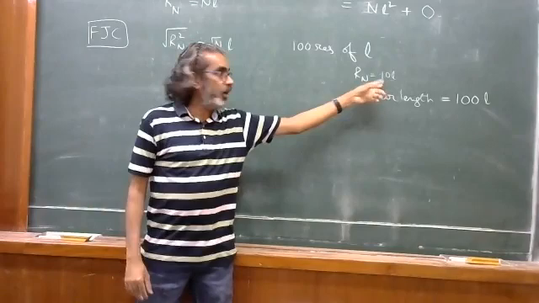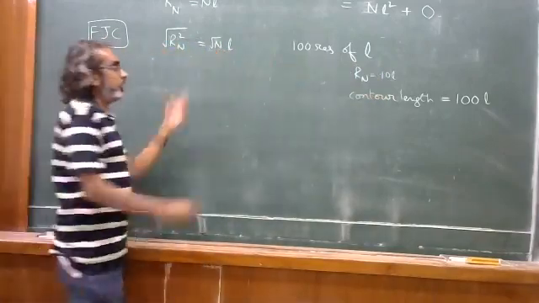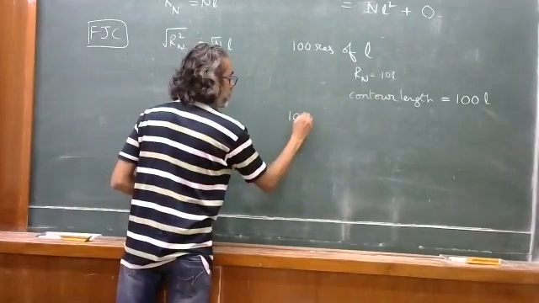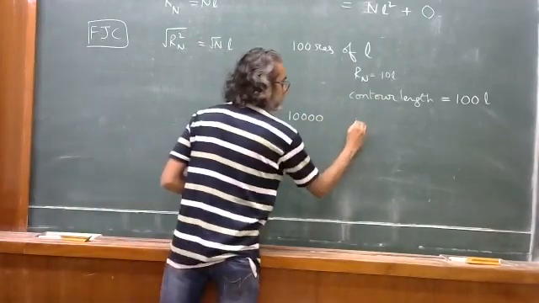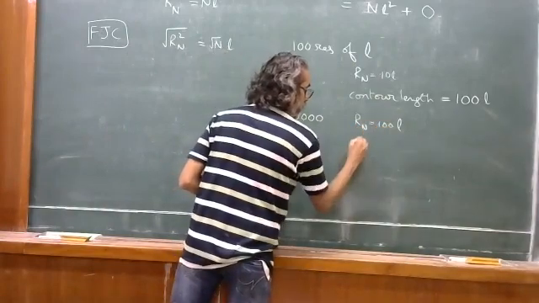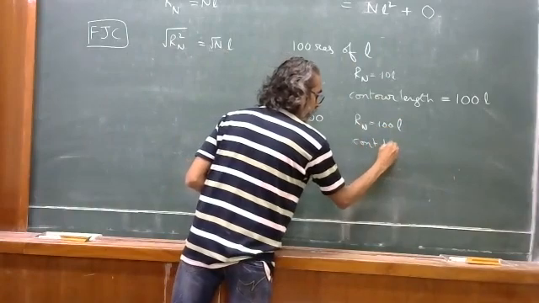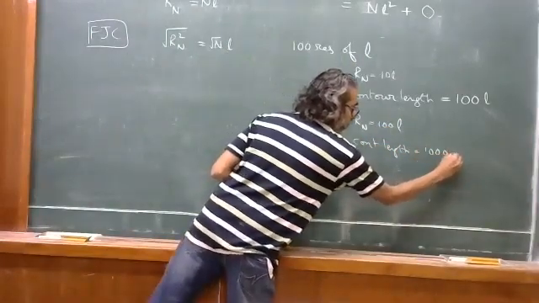And n goes as a square root. So if it is like 10,000, then Rn is 100 times L, but the contour length is so large.